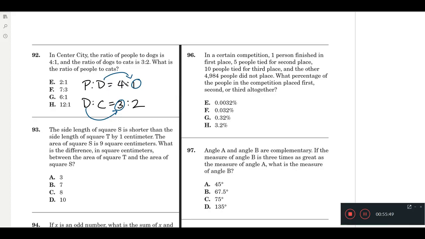So what we can do is multiply the first ratio by 3. What we get is 3 times 4, 12, and 3 times 1, 3. You'll be like, why did you do that? Now take a look at it. Now the dog is 3 here and the dog is 3 here as well. That changed the people to 12, and the cat is 2. So the ratio of people to cat is 12 to 2, which is 6 to 1.